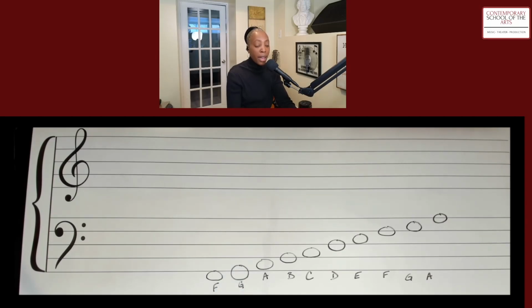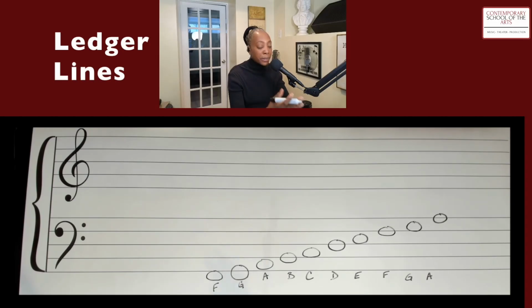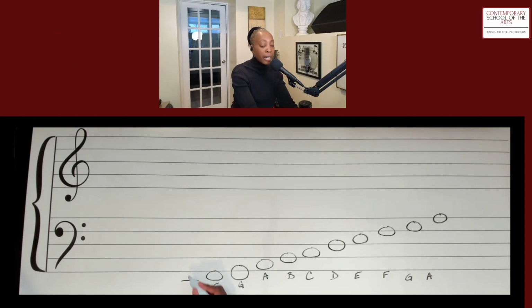Absolutely, note F. And we'll continue to go even lower. Okay, so if this is a space note, now what do we need? We need a line note. And this is where our ledger lines come in. We have this short little line that is extending the bass clef staff below. So I put my ledger line there, and now I'm going to add my note head.